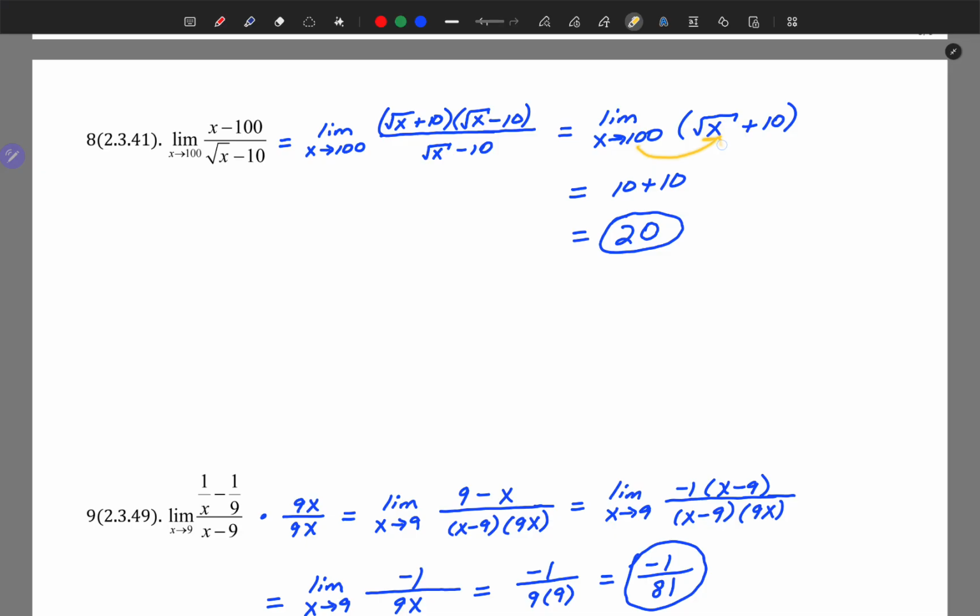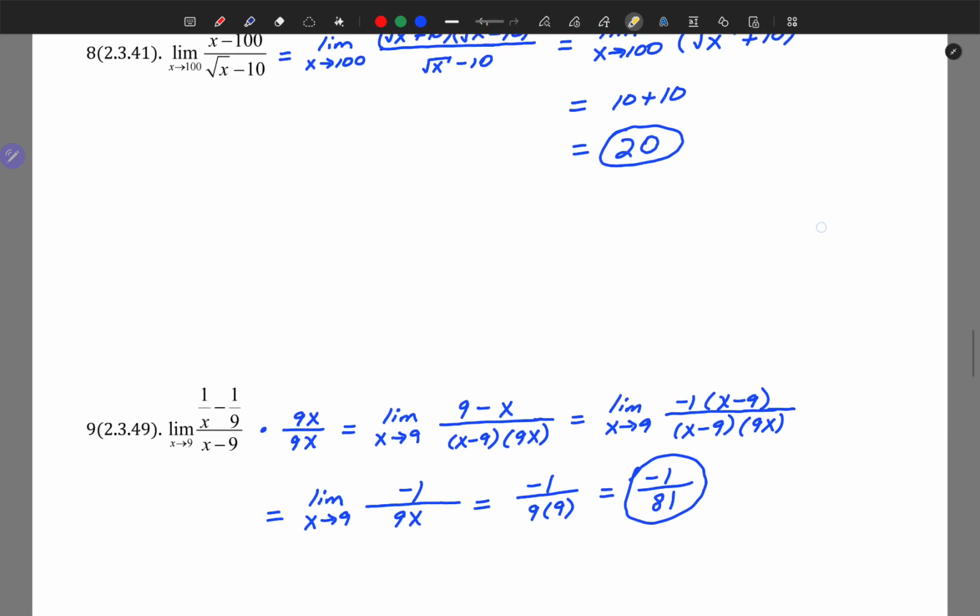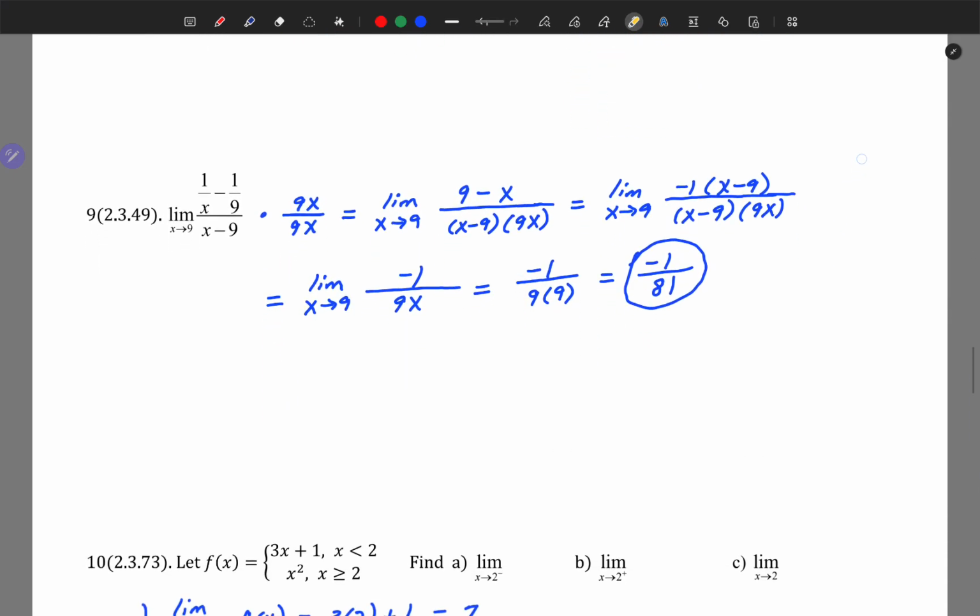When I do, the square root of 100 would be 10, and I get 10 plus 10, final answer of 20. For number 9, our other algebraic limit, I give you the limit as x approaches 9, and yet again, you can't just plug it in, because if you tried, your denominator would be 9 minus 9, that would be a 0. Your numerator would be 1 over 9 minus 1 over 9, again, 0.